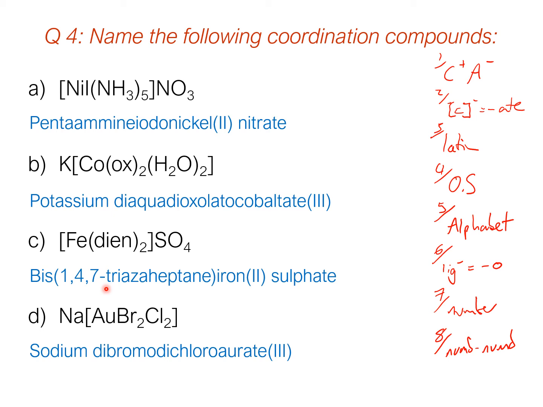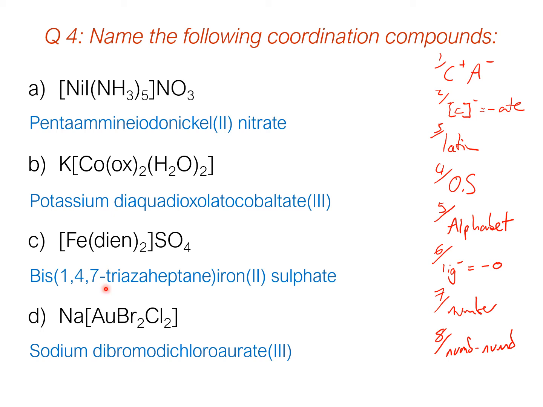Example C, or question 4 part C, involves this triazaheptane ligand. Now you might be wondering, why is this name here? That doesn't look at all like dien, the shortening. And that's because this is from the modern, very accurate IUPAC naming, whereas the old one comes from its old name, which was diethylene triamine. So you could also call this diethylene triamine instead of the triazaheptane.